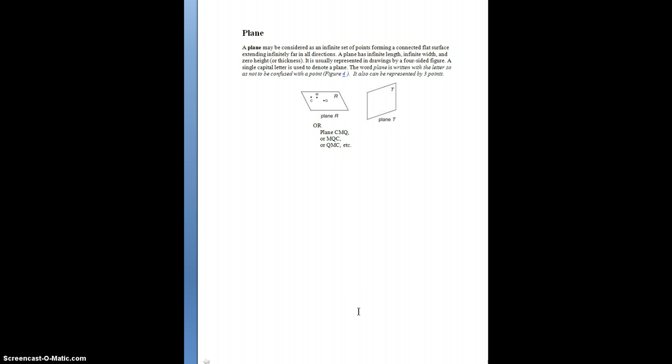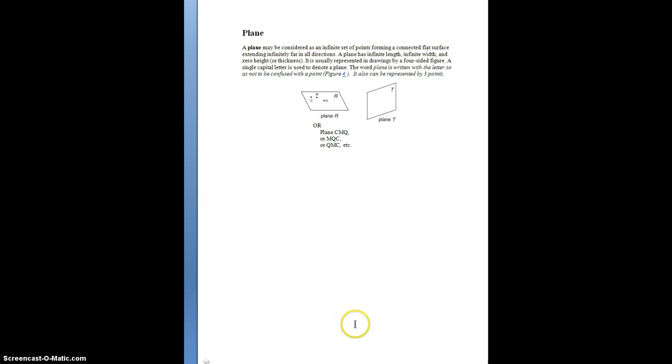Finally, the last thing we have is a plane, which is an infinite set of points again that make a flat surface that goes on forever. And that can be represented in 2 ways. It can be represented by a single italics letter, such as plane R or plane T as shown in the figure, or it can be represented by 3 points. And I use points C, M, and Q here. So that could be plane CMQ, or MQC, or QMC, or any combination of those 3 points.